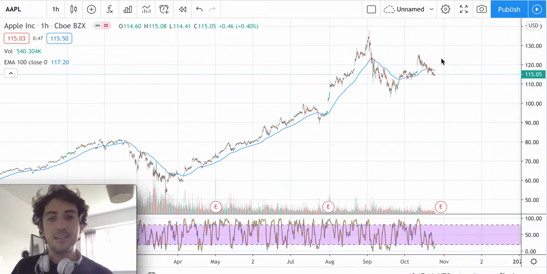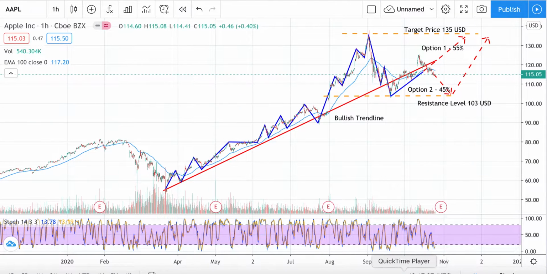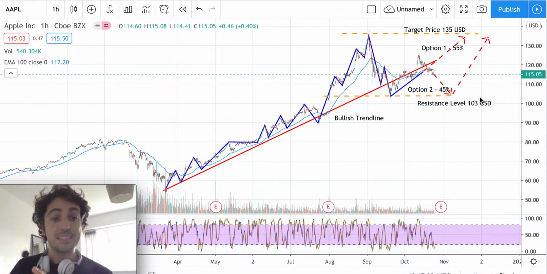Now we are in a kind of situation where the stock is showing a little bit of weakness, because the price is not going up anymore as it was before. So in this situation, let's see if we can predict the next step of this stock. With my technical analysis interpretation, here is how it looks, and those are the two possible scenarios. So first of all, bullish trend.